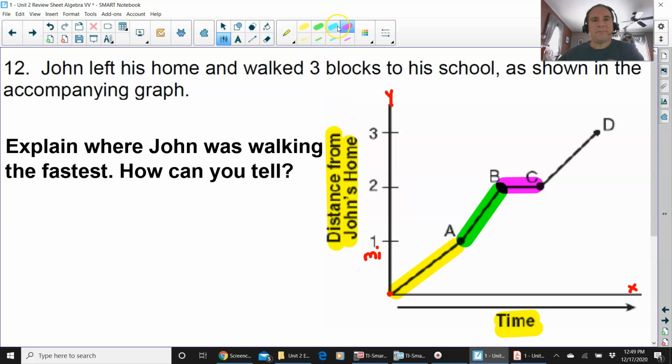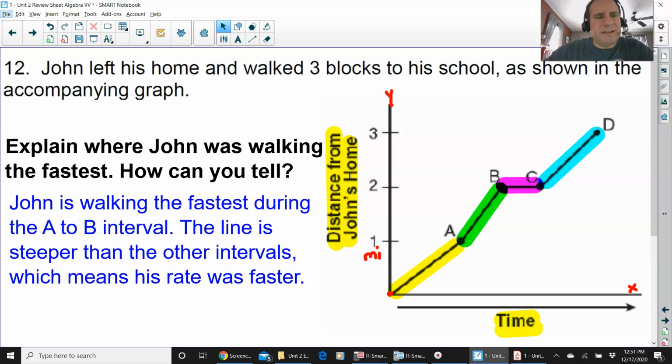And then, finally, from C to D is another mile, right? Looks kind of like from the beginning. So from A to B is the fastest rate. So we put that down. John is walking the fastest during the A to B interval. The line is steeper than the other intervals. During the other intervals, you can see the steepness of this line, which means his rate of walking was faster. A to B.